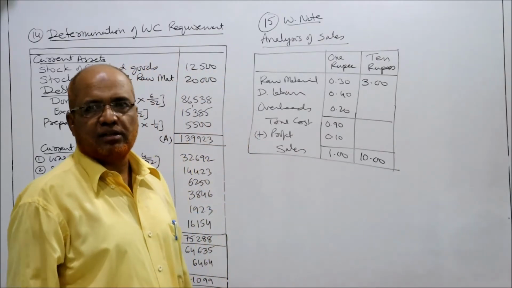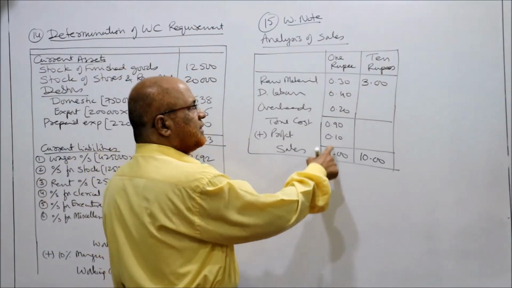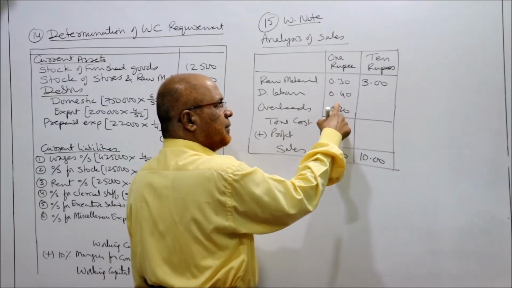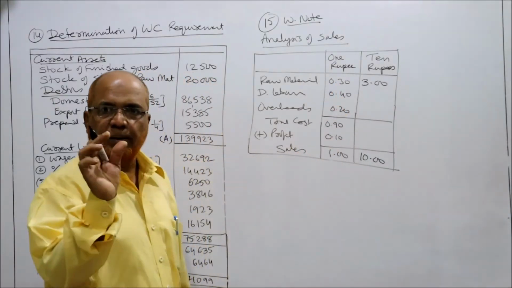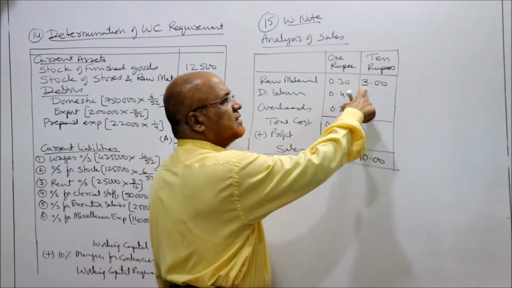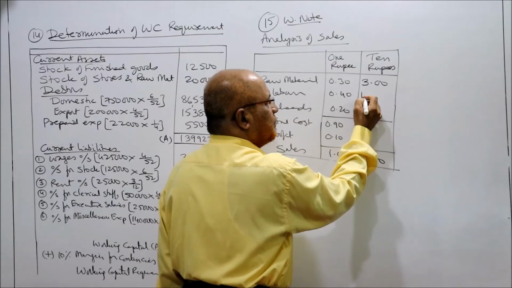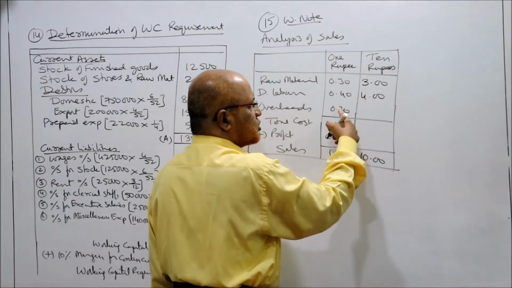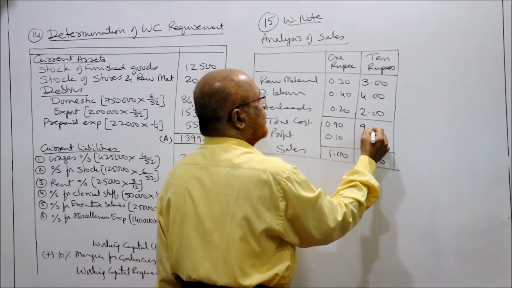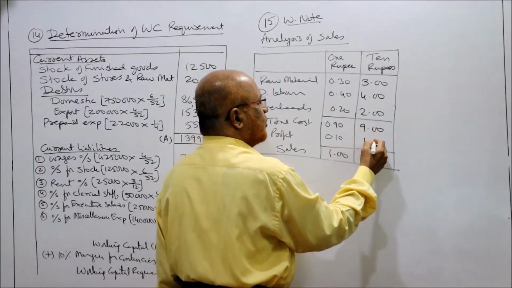We can say 30%. If 1 rupee has 30 paisa, then in percentage terms it comes to 30%, 40%, 20%. Similarly, 10 rupees 30% is 3 rupees. 10 rupees 40% is 4 rupees. 10 rupees 20% is 2 rupees. 10 rupees 90% is 9 rupees. 10 rupees 10% is 1 rupee.